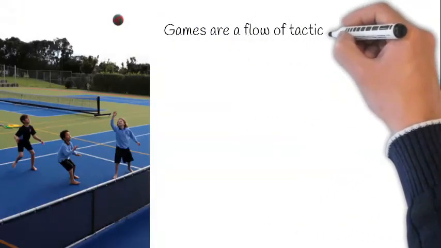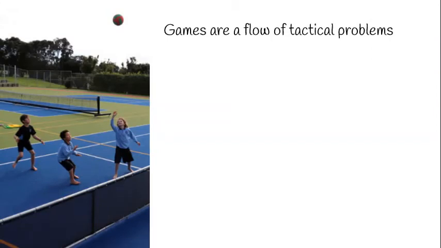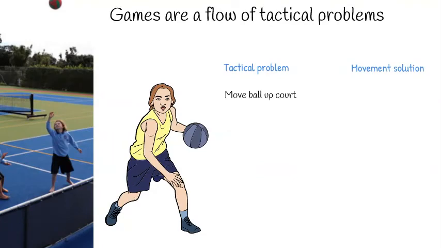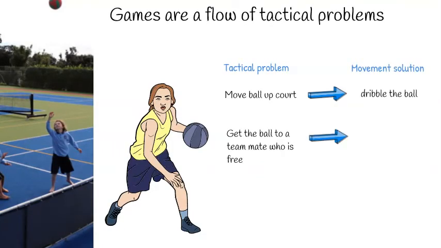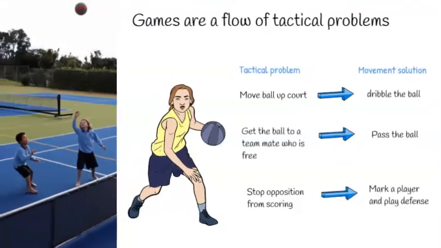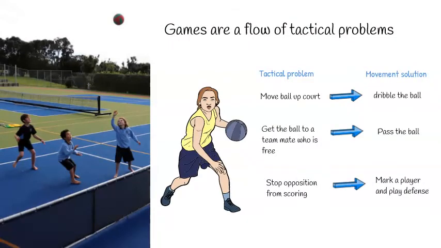Secondly, players in games are constantly solving lots of technical problems. In fact, we can think of the play of the game as a flow of activity, full of lots of little technical problems that lead to new and different technical problems. For example, our basketball player needs to move the ball up the court, so dribbles. Then they see someone in a better position and they pass them the ball. They then need to stop the opposition, so they move quickly back on defense. This flow of activity is always changing, always dynamic, and always challenging the player to find an effective solution.